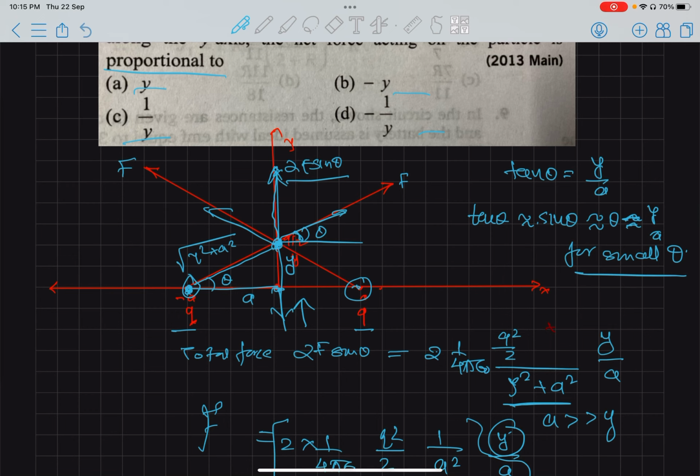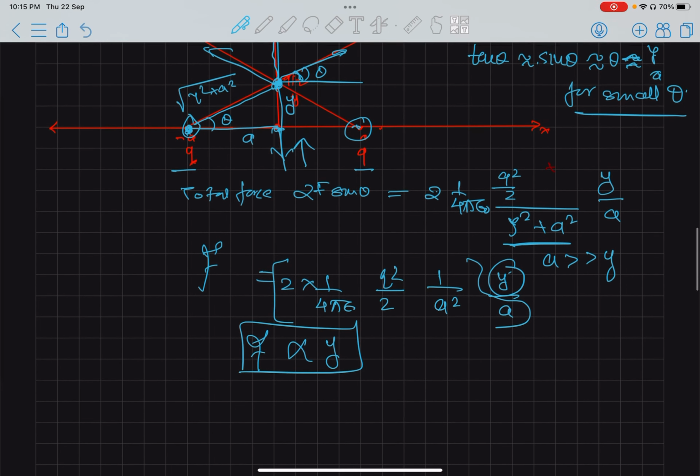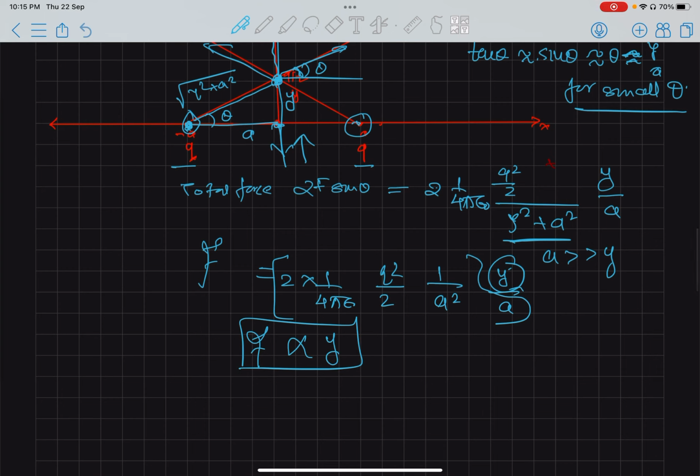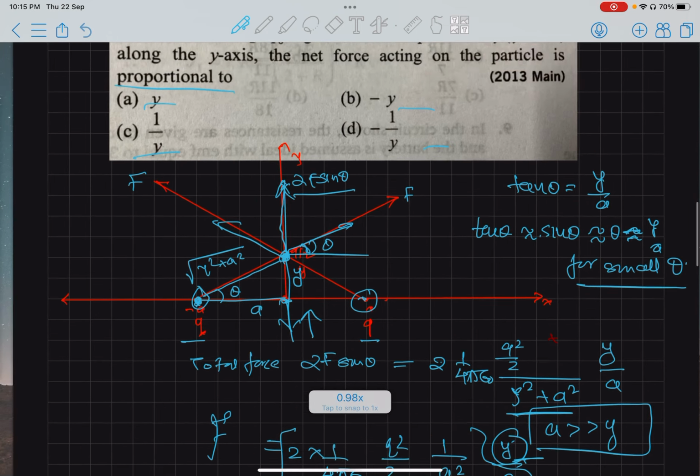Also please note that as y increases, the total force will be proportional to y. But please note that this result is only true for a very much greater than y. Otherwise, other factors will also come into the picture.